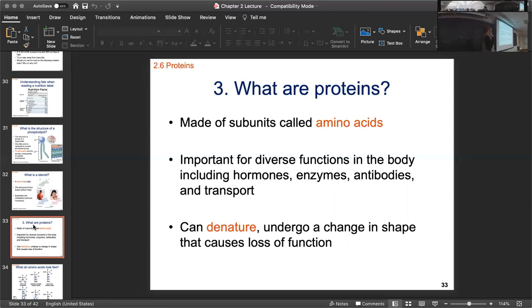If you have COVID antibodies, you also have antibodies in your body that are not COVID related that help you fight off infections all the time. And they also help with the transport of molecules in your body, and we'll talk about that. Proteins can denature, and notice how that word is bolded in red, undergo a change in shape that causes a loss of function. The best example I give of this is when I want to make some scrambled eggs.